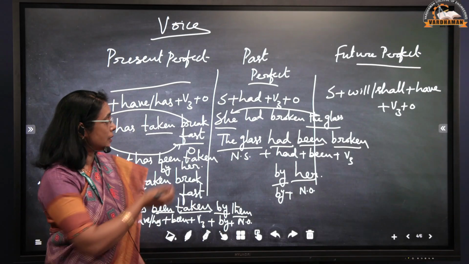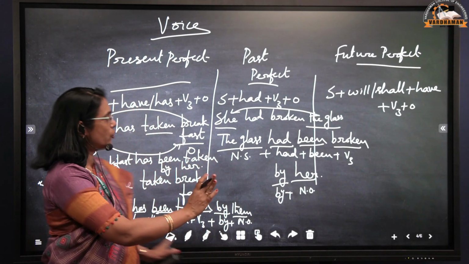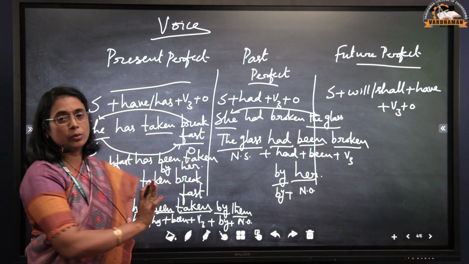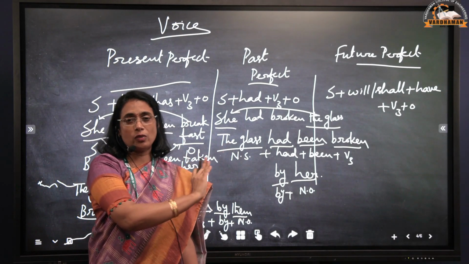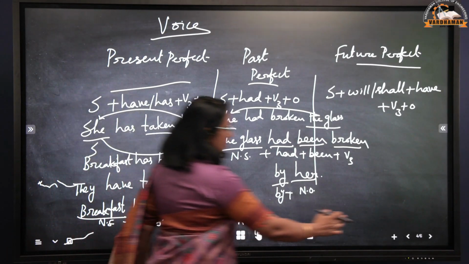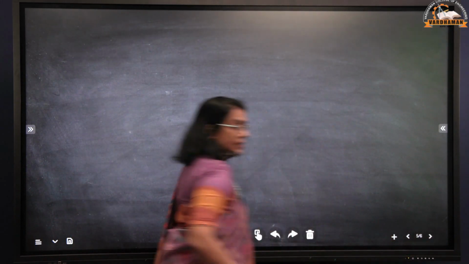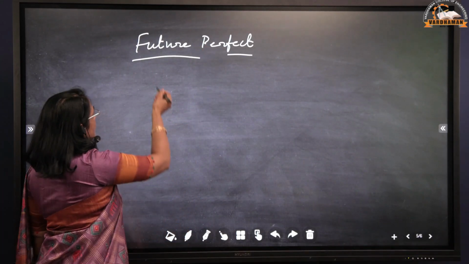These are the sentences for present perfect and past perfect. Only difference you find here is the helping verbs. Here it is have or has, there it is had. Rest of the things are same structure wise. Now we have the last one, that is future perfect. Since there is no place, once again I will write it, future perfect.